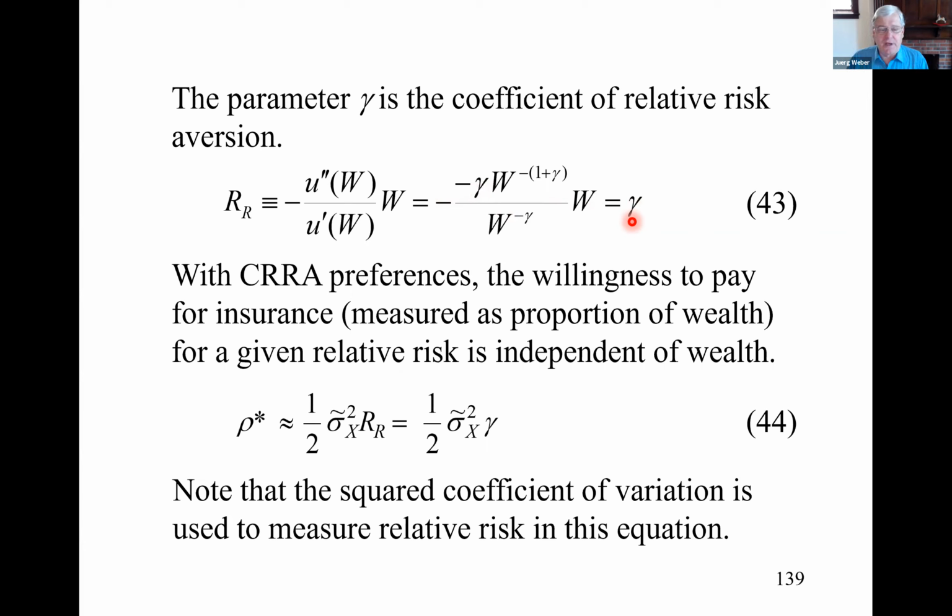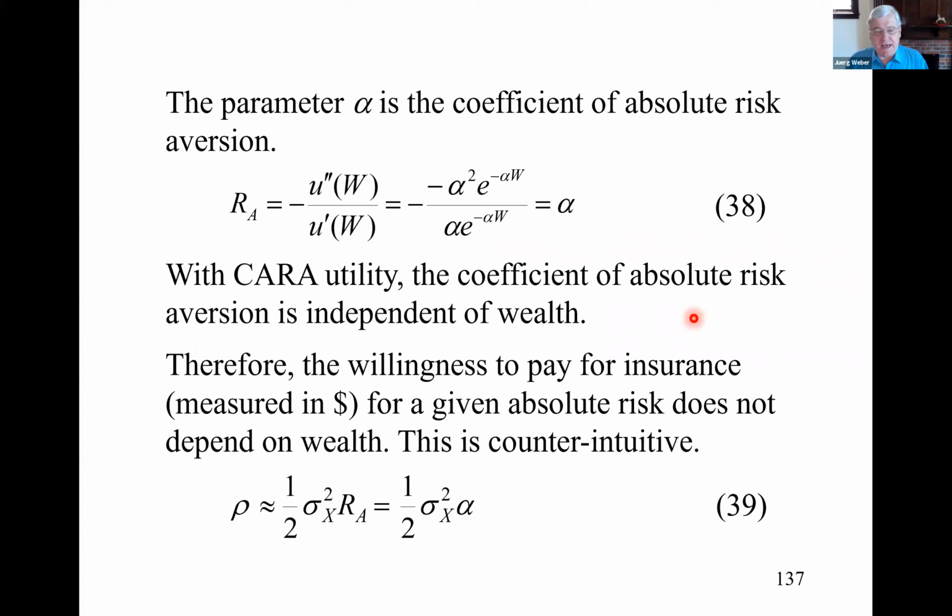Now, if you have CRRA preferences, then actually the willingness to pay for insurance measured now as a proportion of wealth is independent of wealth. Now here measured as a proportion, not in dollar terms, but measured in percent out of wealth. And that's actually, okay, not a bad assumption. You see, before we had actually the willingness to pay for insurance, and it's measured in dollars. Okay, does not depend on wealth.